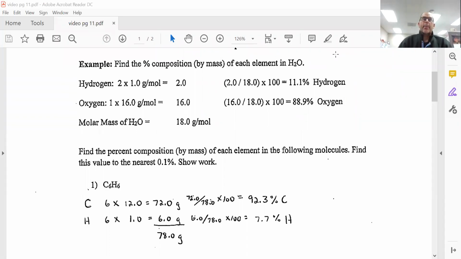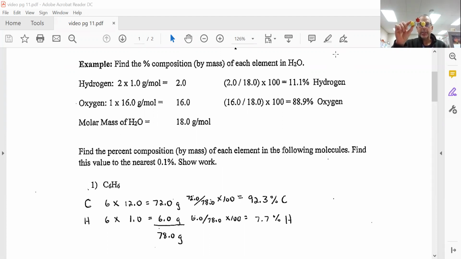We are going to look at percent composition by mass in this video, and this will correspond to page 11 of your homework packet. So I'm going to look first at water, or H2O. Let's say I had a mole of water here. In that mole of water, I have 6 times 10 to the 23rd molecules of H2O.